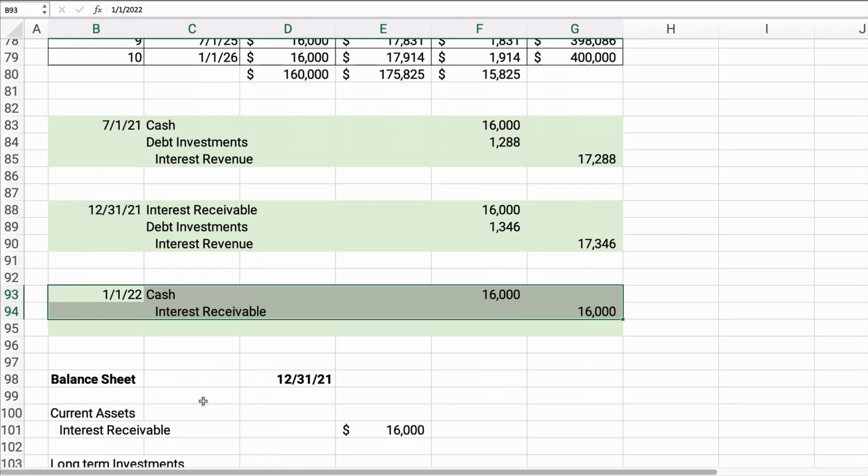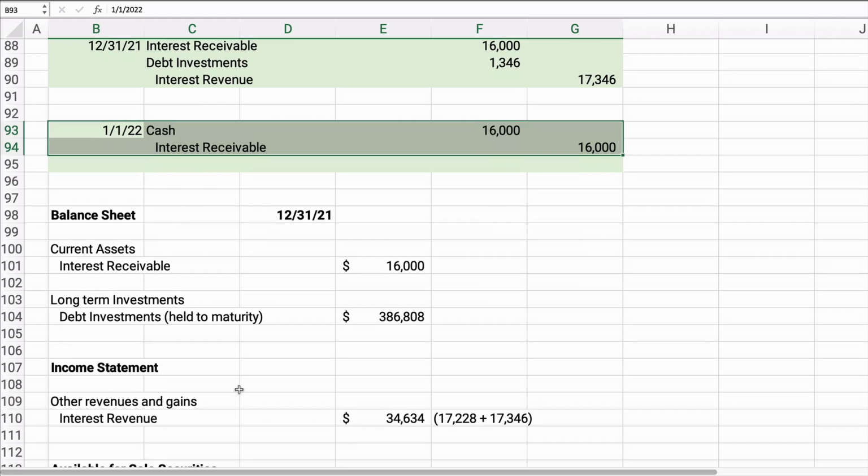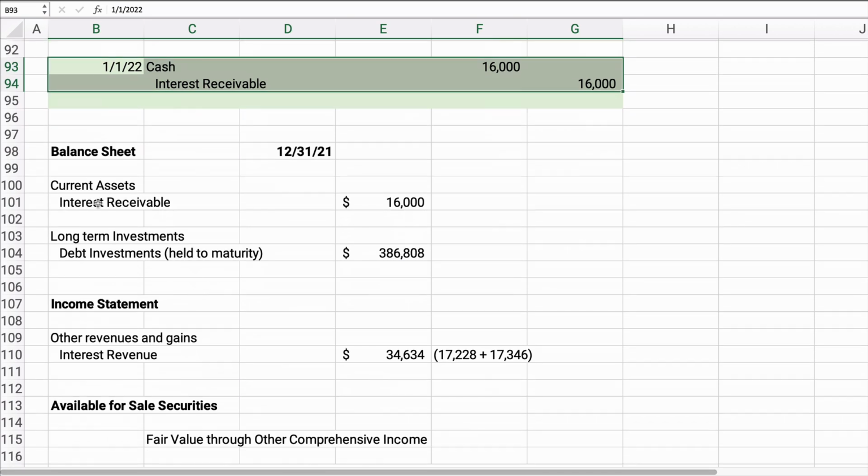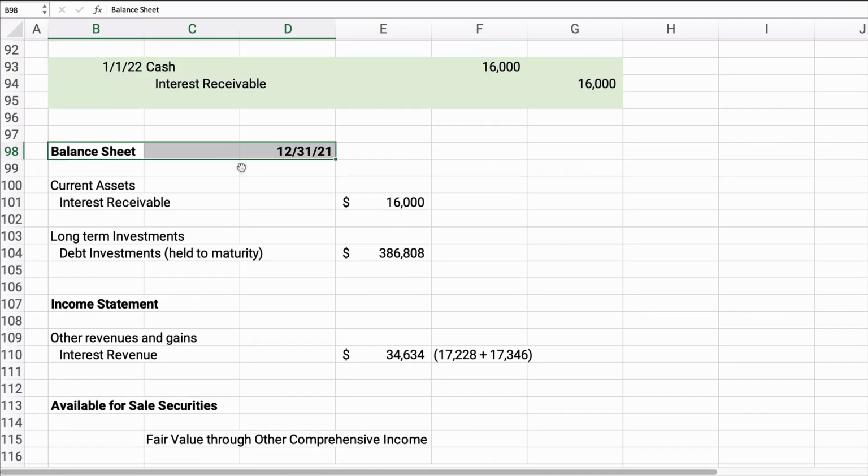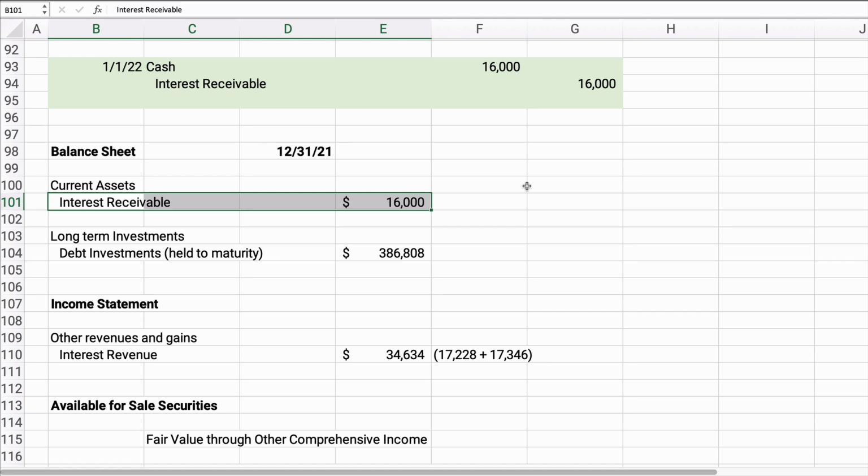All right, so the interest is earned basically through December 31st, even though you're not paid until the next day, January 1. So let's look at our balance sheet. The balance sheet we would have at the end of the year, we would have interest receivable of $16,000. That's that number that we just calculated. And then under long-term investments, we have debt investments held to maturity of $386,808.